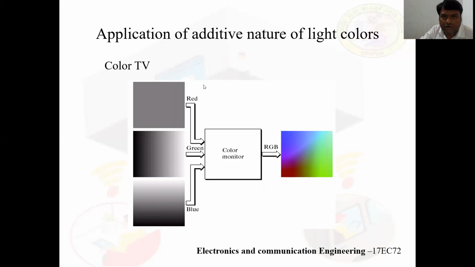An application of the additive nature of light colors is color TV, the red, green, blue color monitor, so you get a color picture.